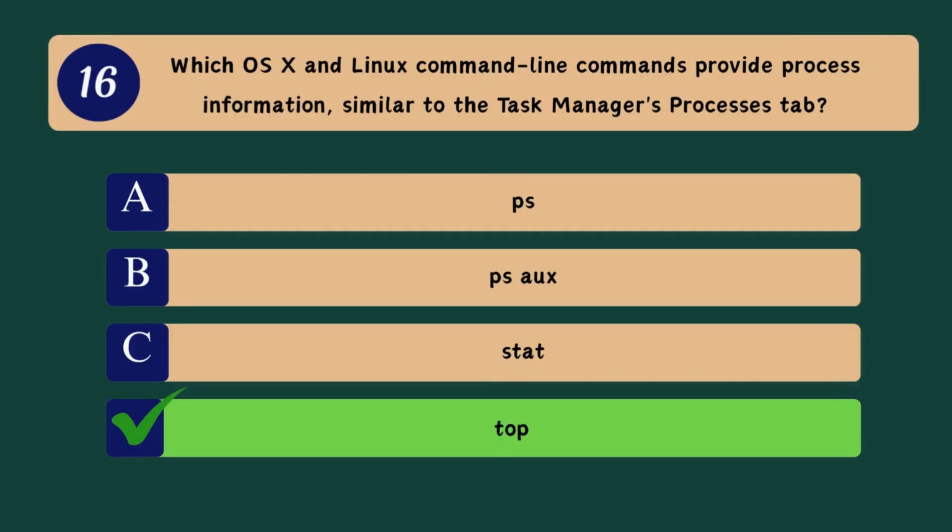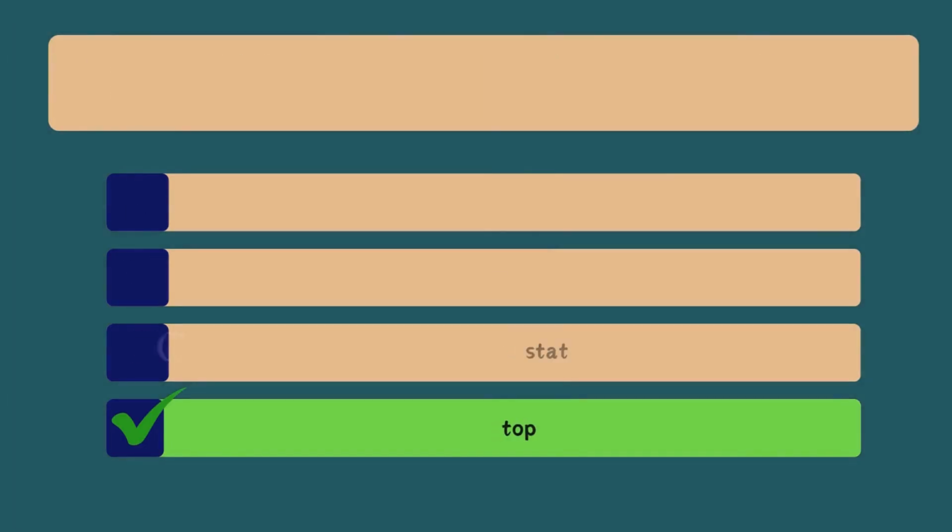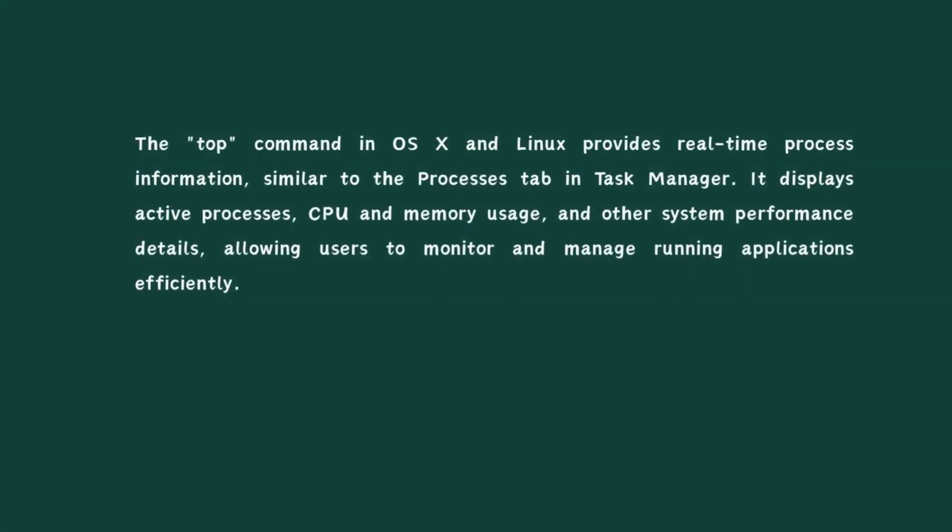Correct answer. D. Top. The top command in OS X and Linux provides real-time process information, similar to the Processes tab in Task Manager. It displays active processes, CPU and memory usage, and other system performance details, allowing users to monitor and manage running applications efficiently.